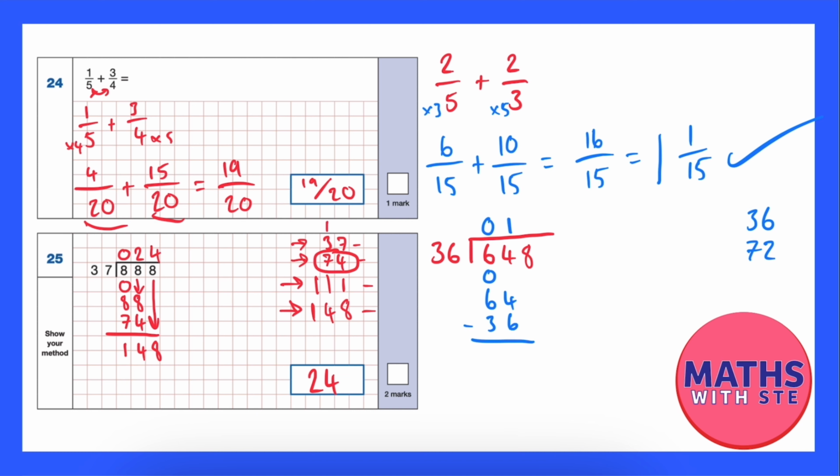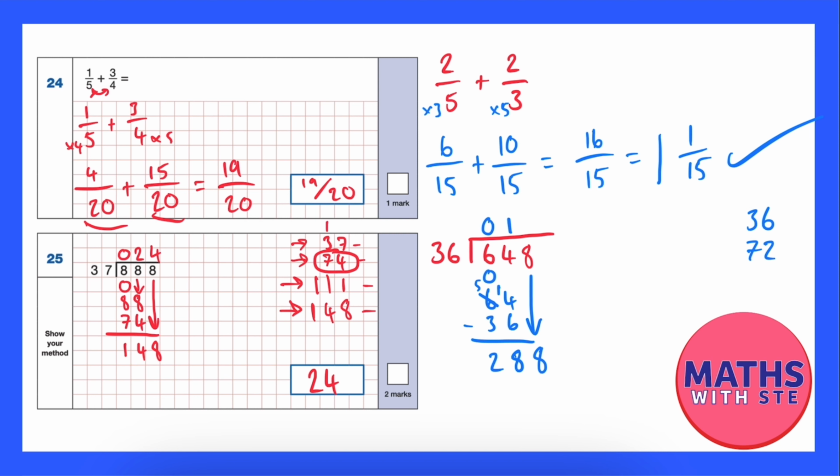So 4 take away 6 I can't do, so I'm going to borrow from the neighbour. That's going to become a 5, and it's going to be 14. 14 take away 6 is 8, and 5 take away 3 is 2, so it's 28. How many times does 36 go into 28? Oh, no, because I didn't bring down. Oh my gosh, I'm so bad at this. Okay, so let's bring down that there.